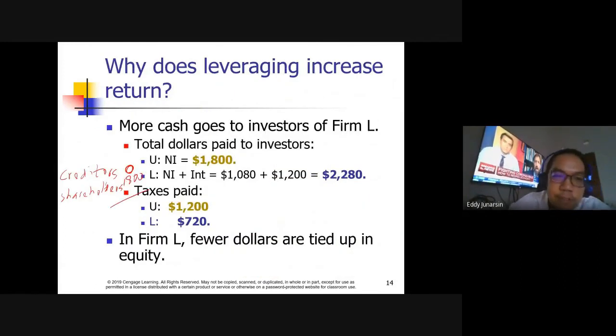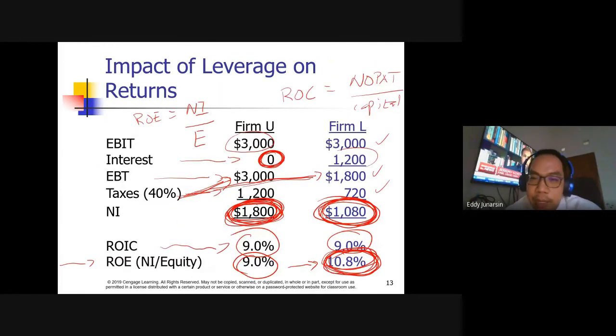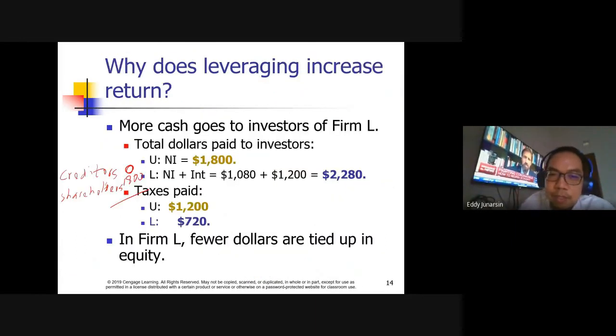So total free cash flows enjoyed by investors for firm U is 1,800, right? Zero plus 1,800. What about firm L? How much is enjoyed by creditors? This one, right? The interest expense. So 1,200, you see here.